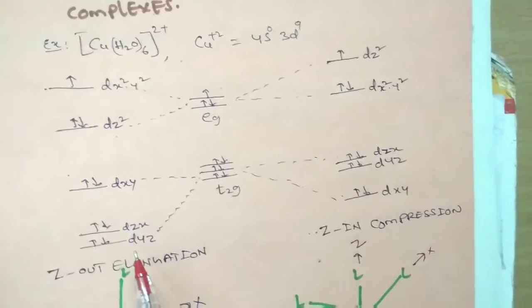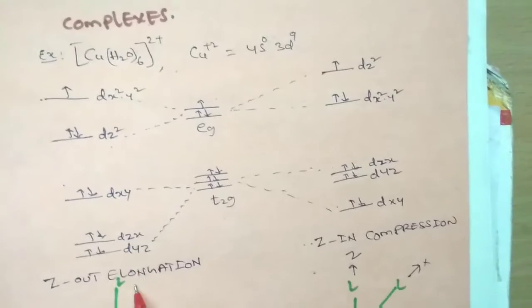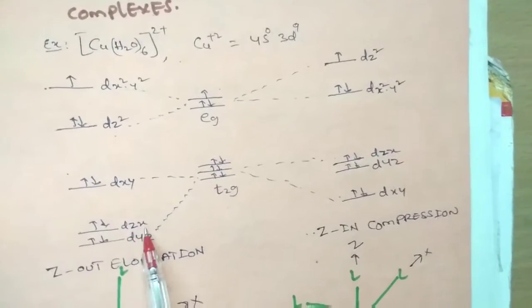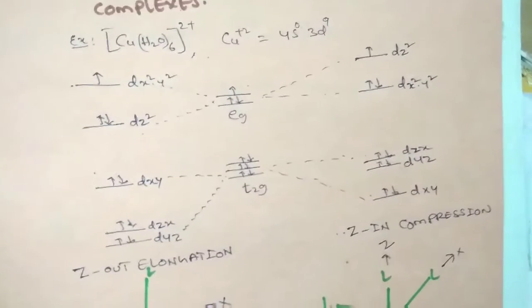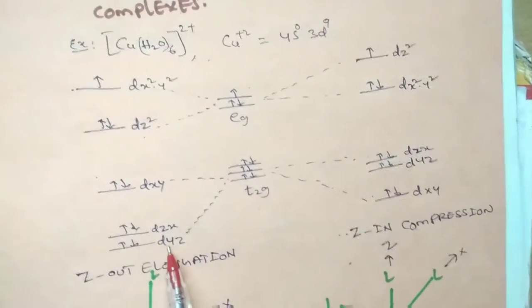Eventually repulsions will be reduced. If repulsions are reduced, the energy of the dxz, dyz will be decreased. Energy of dxy will be increased. Understand?